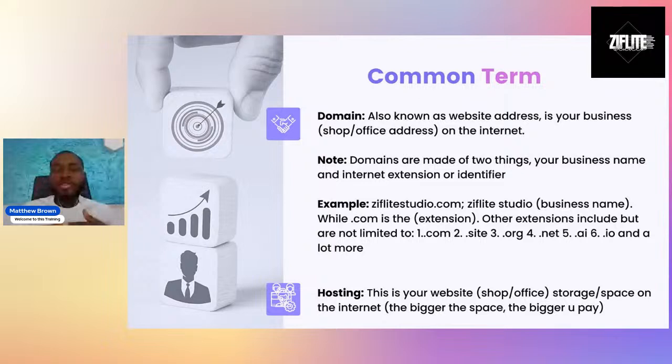So these are extensions. Extensions are the last thing that comes after your business name. Let's say Obi Matthew could be obimatthew.com or .net. So the dot-something is called an extension, and then your name. That's what a domain is made up of.